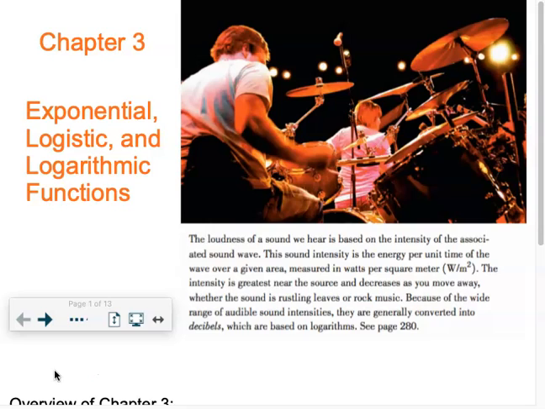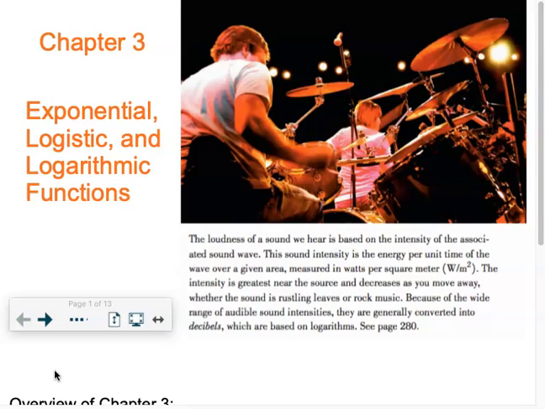So we are going to start chapter 3, which is exponential, logistic, and logarithmic functions. And we've got a picture of a band playing here. The loudness of a sound we hear is based on the intensity of the associated sound wave. The sound intensity is the energy per unit time of the wave over a given area, measured in watts per square meter. The intensity is greatest near the source and decreases as you move away, whether the sound is rustling leaves or rock music. Because of the wide range of audible sound intensities, they are generally converted into decibels, which is something that we're going to study, which are based on logarithms.